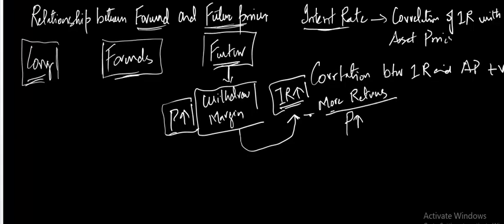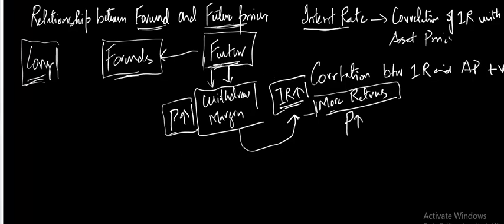Now, this scenario results in a situation where a party will definitely prefer a future contract over the forward contract, because the future contracts are daily settled, they are marked to market, and he will be able to withdraw the margin and then invest that margin at the interest rates.